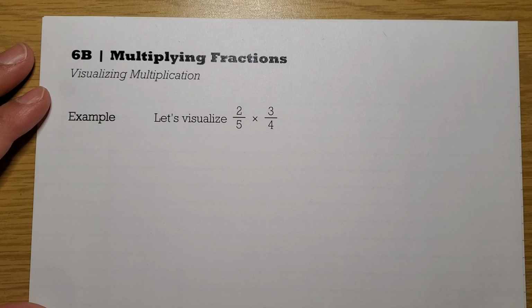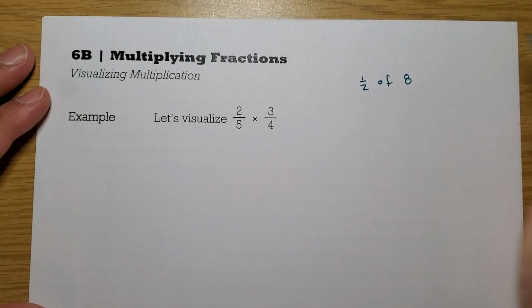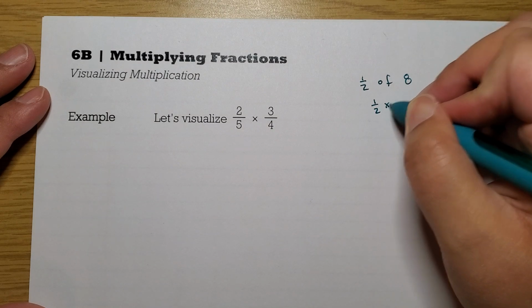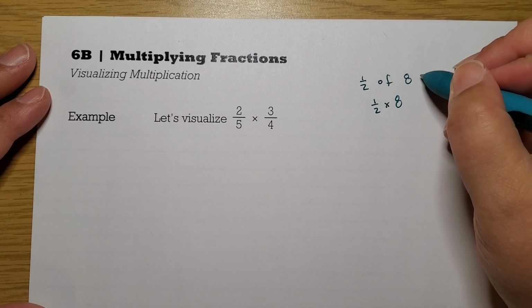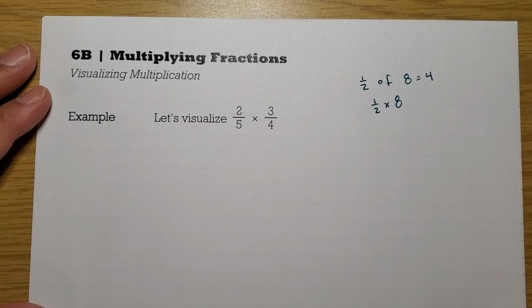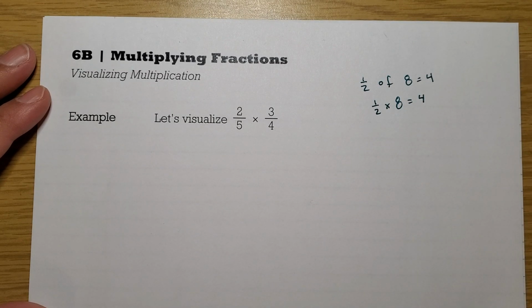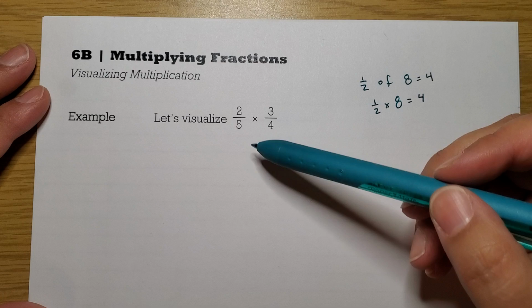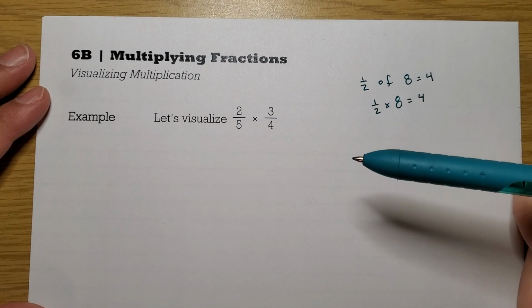For example, if you wanted to find half of 8, that is represented mathematically as 1/2 times 8. What's half of 8? That means take 8 divided by 2, and you get a smaller amount, 4. So 1/2 times 8 is 4. So let's visualize what 2/5 of 3/4 is going to look like.